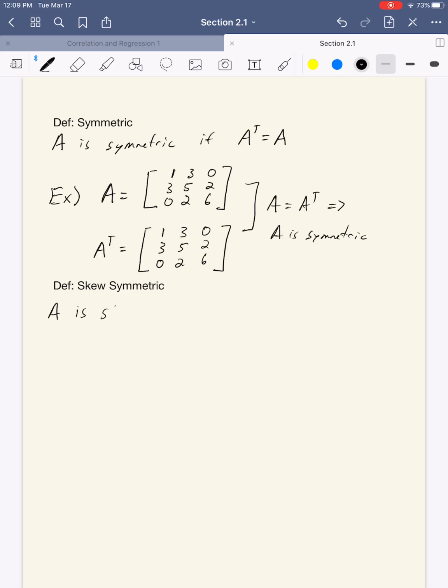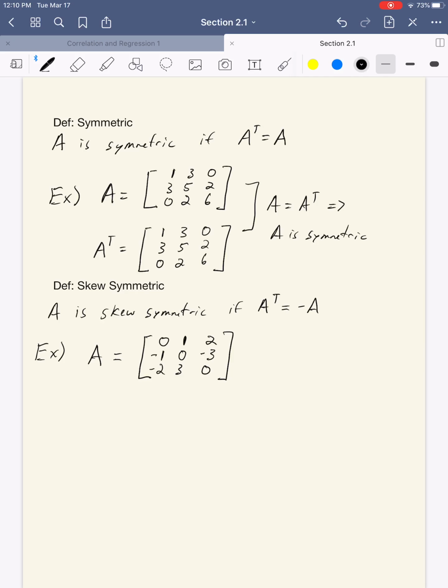A is skew symmetric if A transpose equals negative A. Now, we haven't formally defined what negative A would mean, but it should be pretty obvious that negative A is going to be the same matrix, just with all negated components. So let's see an example here. Let's consider the matrix A being, say, 0, 1, 2, negative 1, 0, negative 3, negative 2, 3, 0.